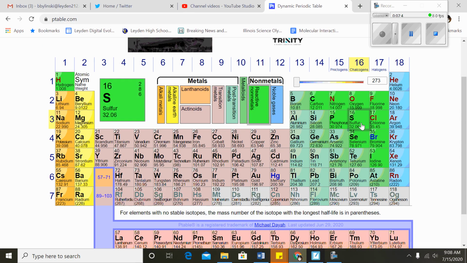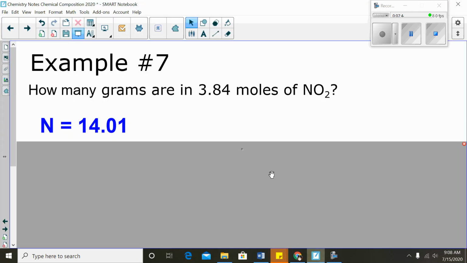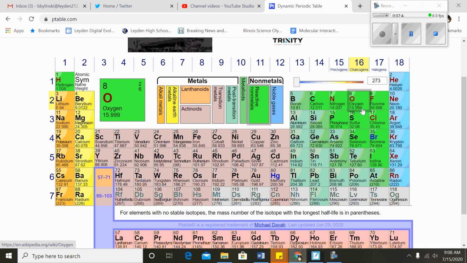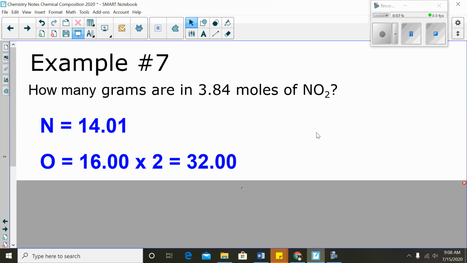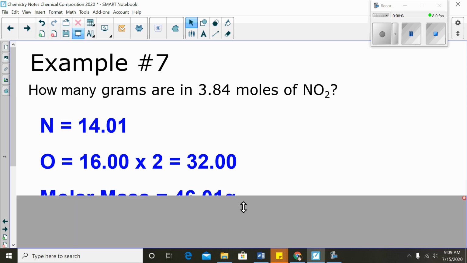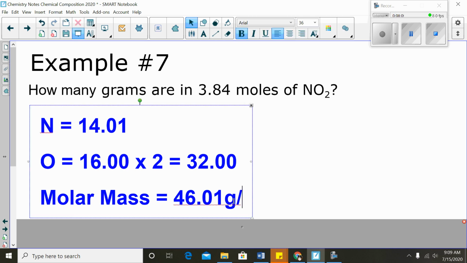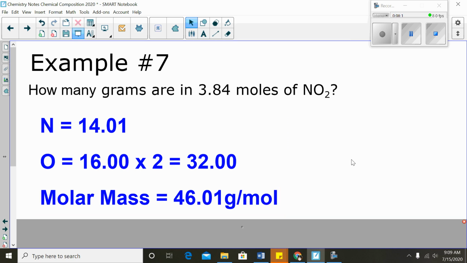Nitrogen, 14.007, I'll round that to 14.01. Now oxygen, 15.999, we like to round that to 16. Now this is not 2 because it's diatomic, it's 2 because there's 2 in the formula, right? As part of this compound, so if there's 2 in the formula, then you have to multiply oxygen by 2. So 16 times 2 is 32. And then together, you have 46.01. This is actually gram per mole. That's the molar mass.